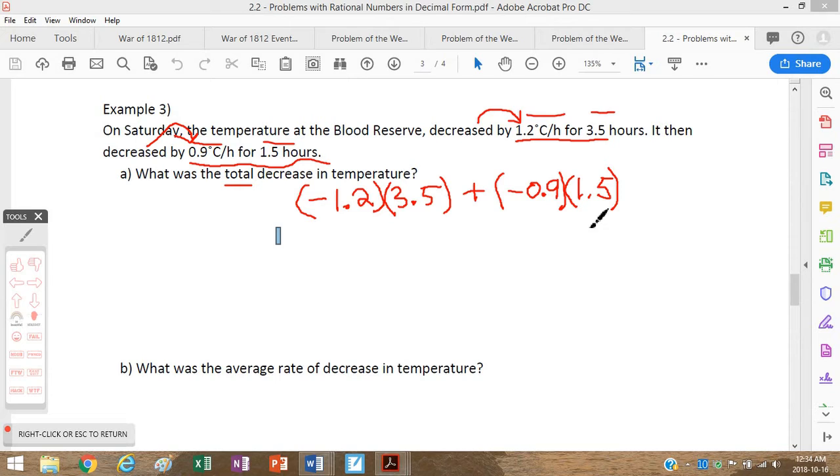Multiplication, so think order of operations, right? BEDMAS: brackets, exponents, division, multiplication, addition, subtraction. So in this case, we have to do the multiplication first on both sides here, and then do the addition last. So negative 1.2 multiplied by 3.5, we got negative 4.2. So in the first 3.5 hours, it drops by 4.2 degrees Celsius, and then we're going to add that to the second hour and a half. Negative 0.9 multiplied by 1.5, negative 1.35.